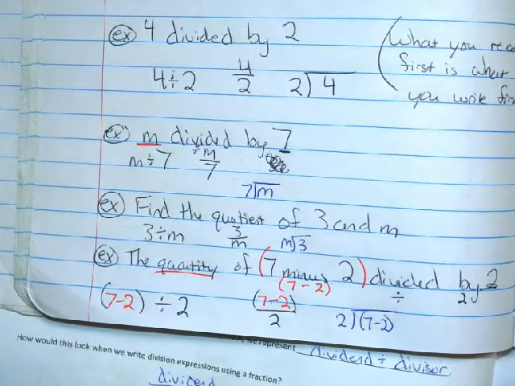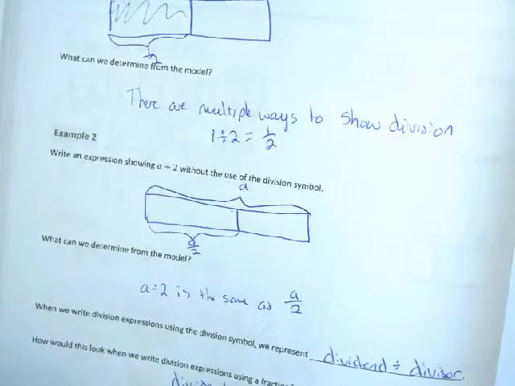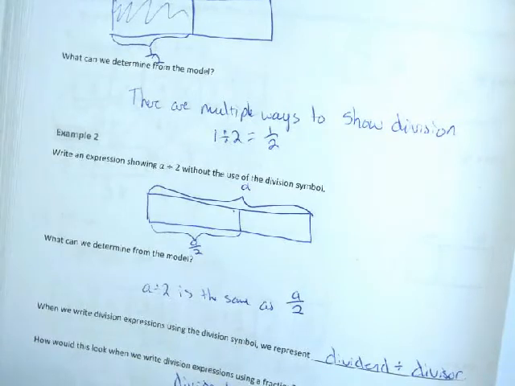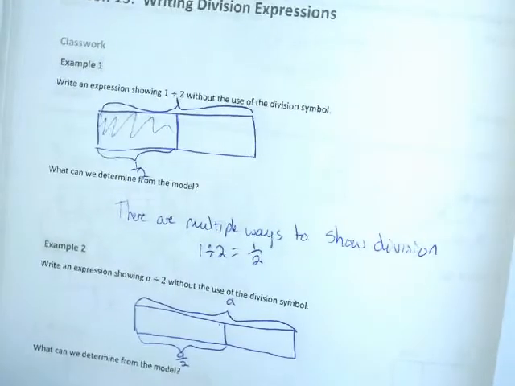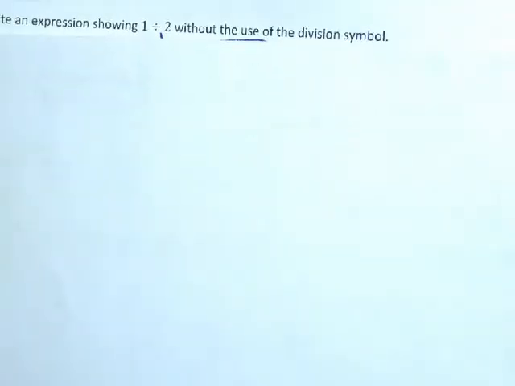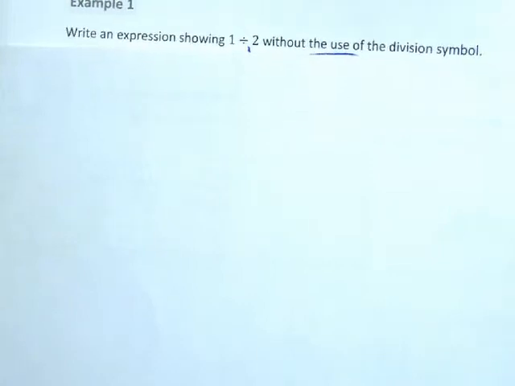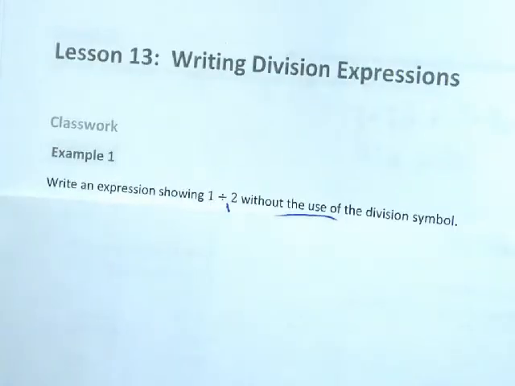Now what I'd like you to do is turn to lesson 13. We are going to do lesson 13 and 14 together, so some pieces I have combined. Just make sure you're listening so you know what we're doing. All right, lesson 13. It says, write an expression showing 1 divided by 2 without the use of a division symbol. What I'm going to do is show you how to do this as a model. And this is lesson 13, is how we're beginning.